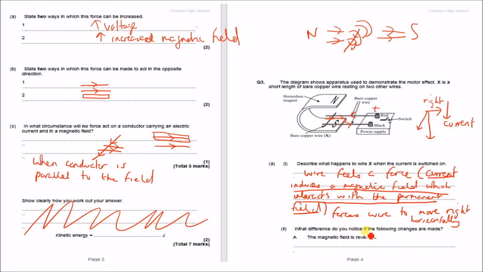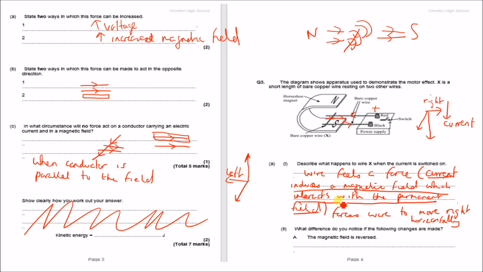What difference would you notice if the following changes are made? Well, if we change the magnetic field, we would have the opposite. So we would know that the current is still coming towards us. This time, our field is going up, and if we used our left-hand rule, we know that the direction would be to the left.